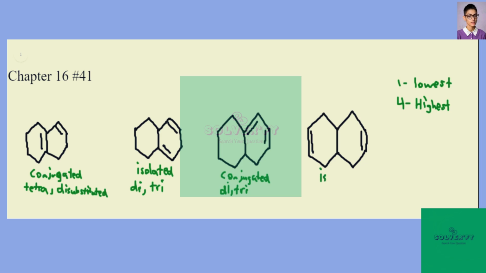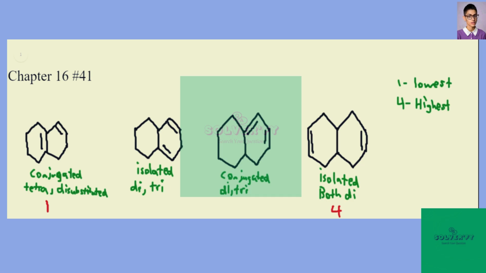This is an isolated diene. Obviously, the double bonds are on opposite sides of the molecule. They're not in conjugation, and it looks like they are both di-substituted. So both di and isolated. And so this is going to be number 4, the largest heat of hydrogenation. And the first molecule is going to be number 1. It's going to be the smallest heat of hydrogenation because it's conjugated and it's pretty highly substituted.